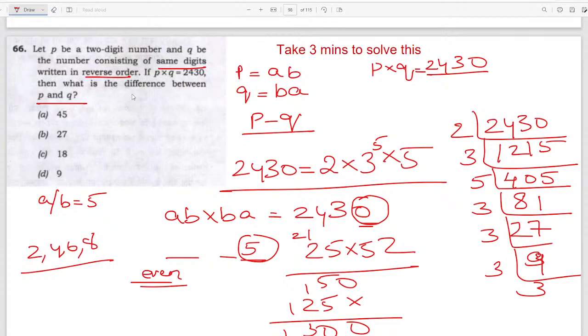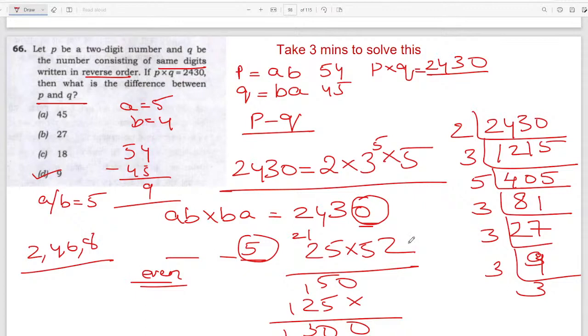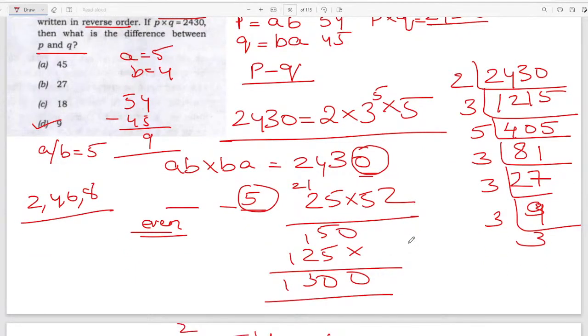So here A is 5 and B is 4. And they're asking what is the difference between P and Q. So one is 54 and the other is 45, and the difference between these two is 54 minus 45, which is 9. The correct answer is option D. I hope this is clear. If you have any doubts, please ask.